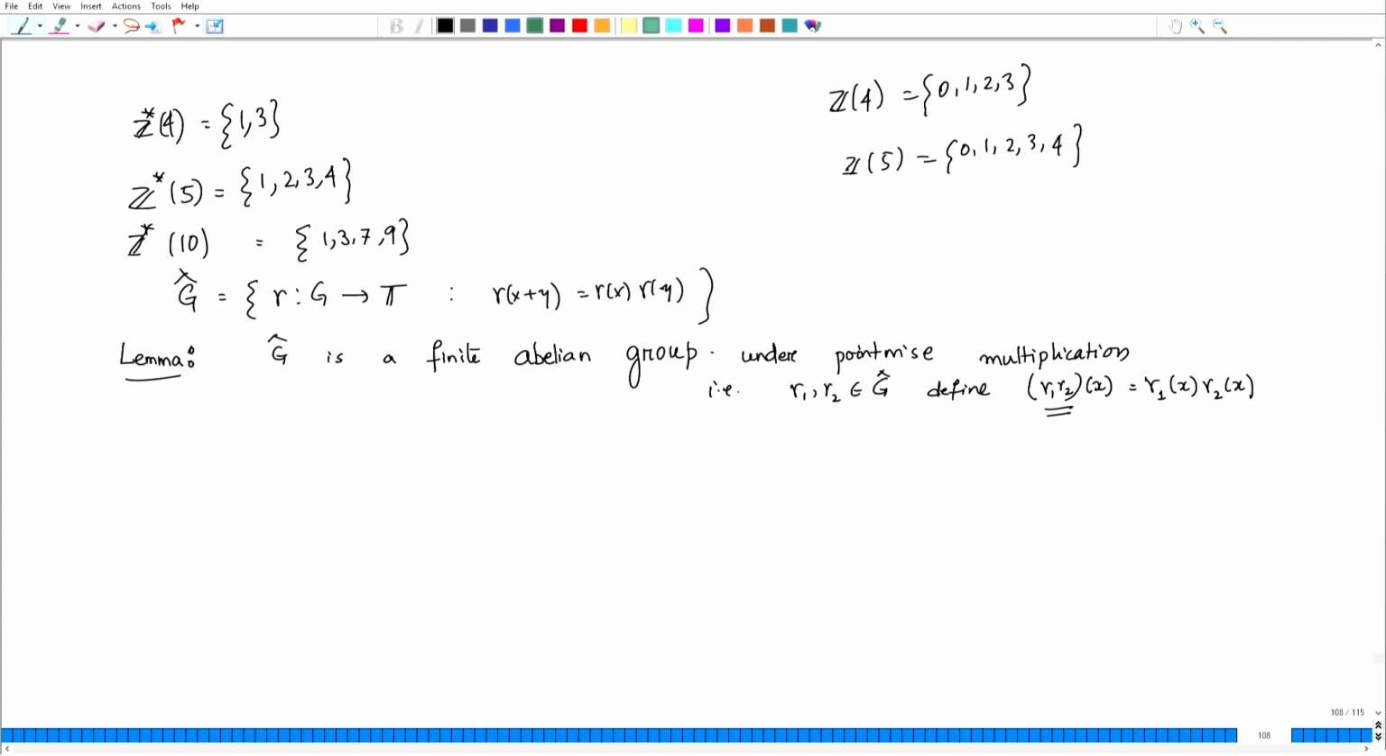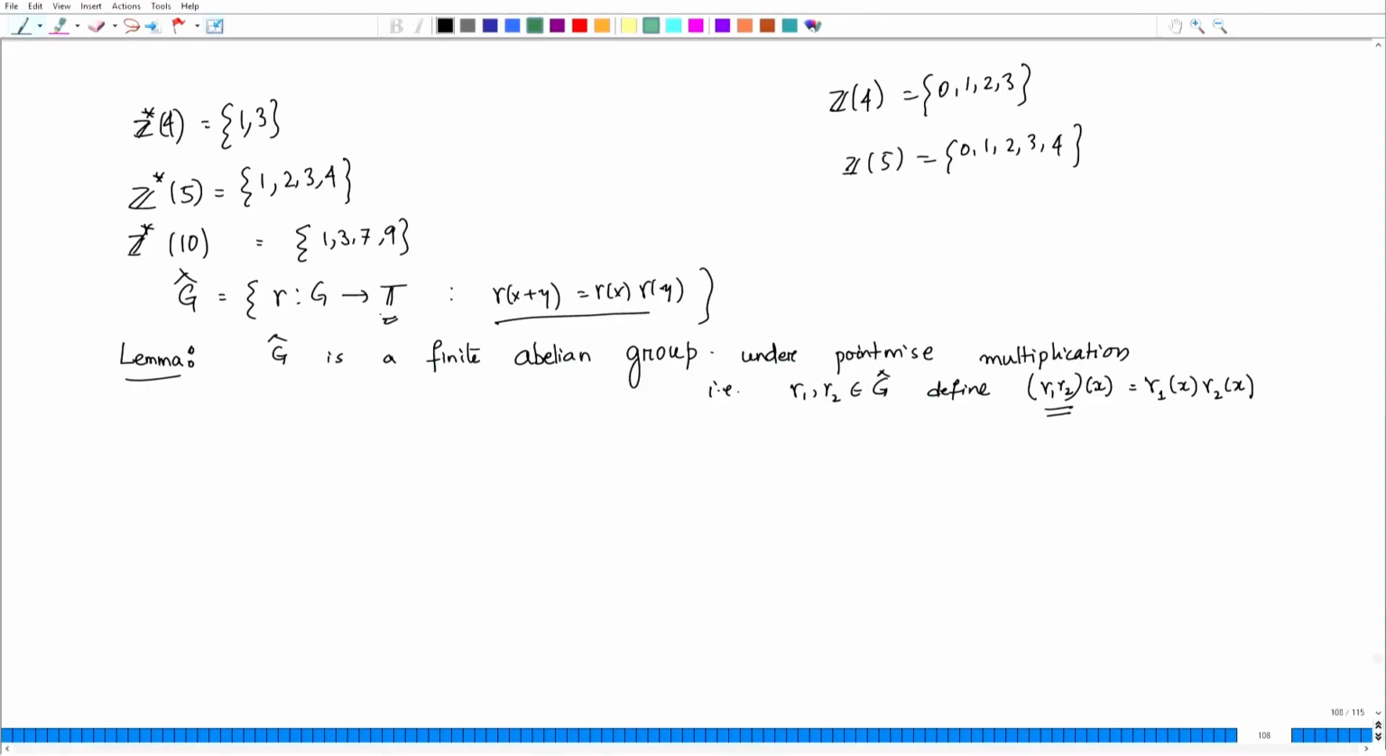So, now what we need to check is that this satisfies this property and the modulus of this is 1. Now, in order to be a group, first we must show that gamma 1 gamma 2 belongs to G hat.